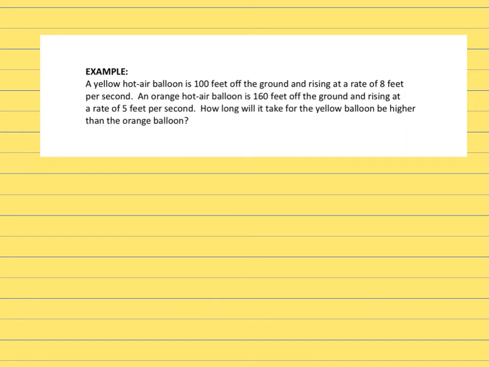So again, I'm going to highlight the first part. The yellow balloon is 100 feet off the ground and rising at a rate of 8 feet per second. When I look at this one, if it is 100 feet off the ground, that would be my constant. Rising, that means add. And then 8 feet per second, that's going to be my variable.